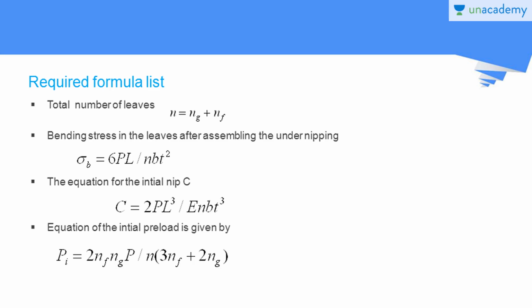Okay, so we have found the bending stress in the leaves after assembling them under nipping. We have sigma b equals 6pl by nbt square, right? And the equation for the initial nip is given by C equals 2pl cube by nEbt cube. So the equation of the initial preload is given by Pi equals 2 into nf into ng P by n into (3nf plus 2ng), where P is the applied external load on the multi-leaf spring.